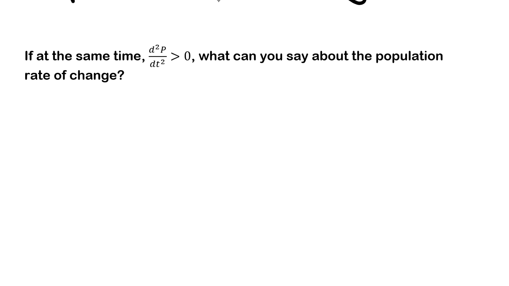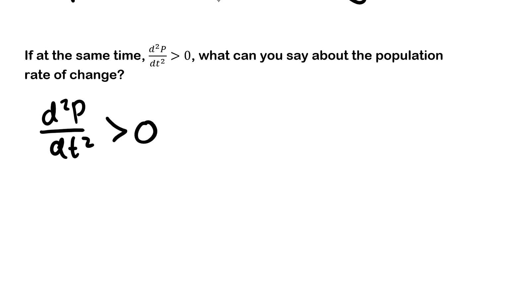Next part, if at the same time we have the second derivative, which is greater than 0, what does this say about the population rate of change? So, d²P/dt² is greater than 0. And remember, this is in relation to the rate of change. All right, so what's happening to the population? Is it increasingly getting smaller and smaller, or is it starting to slow down and plateau? So, what this means is, remember, if you have a second derivative which is greater than 0, this means it's concave upwards.